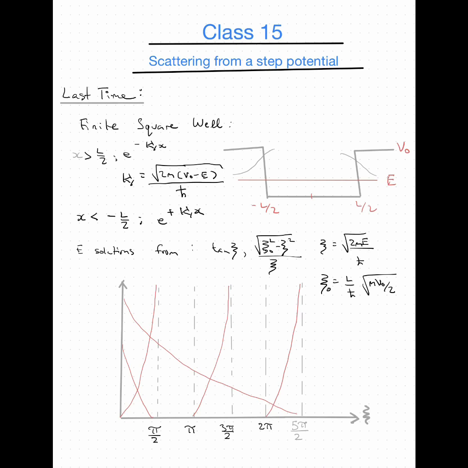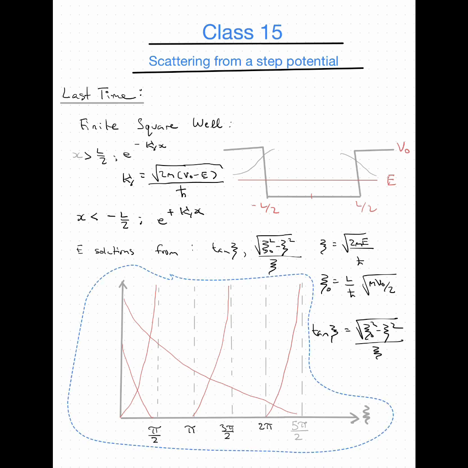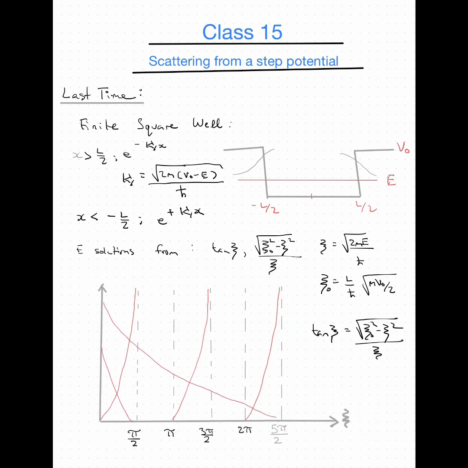And our goal here is to solve this expression: tan of psi is equal to root psi naught squared minus psi squared over psi. And again we solve this equation graphically.